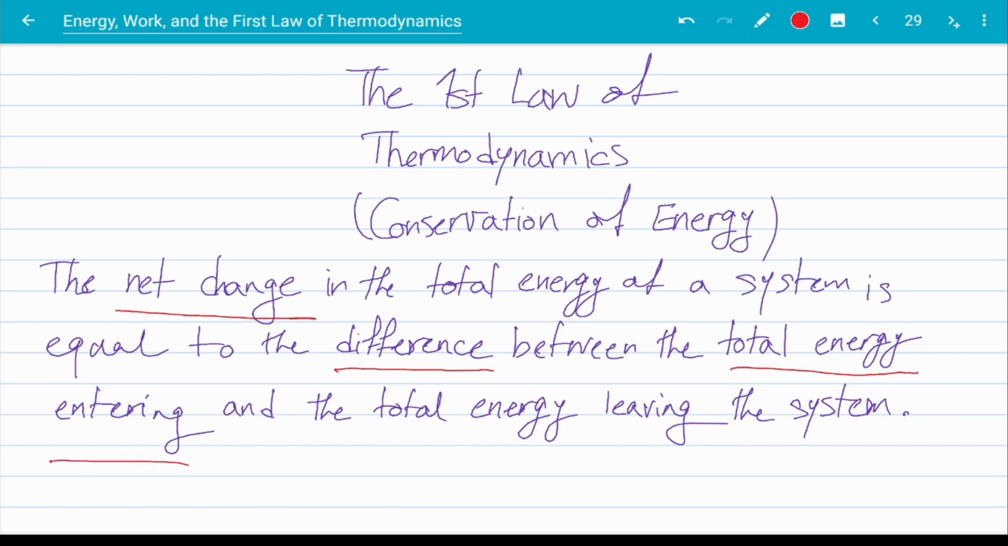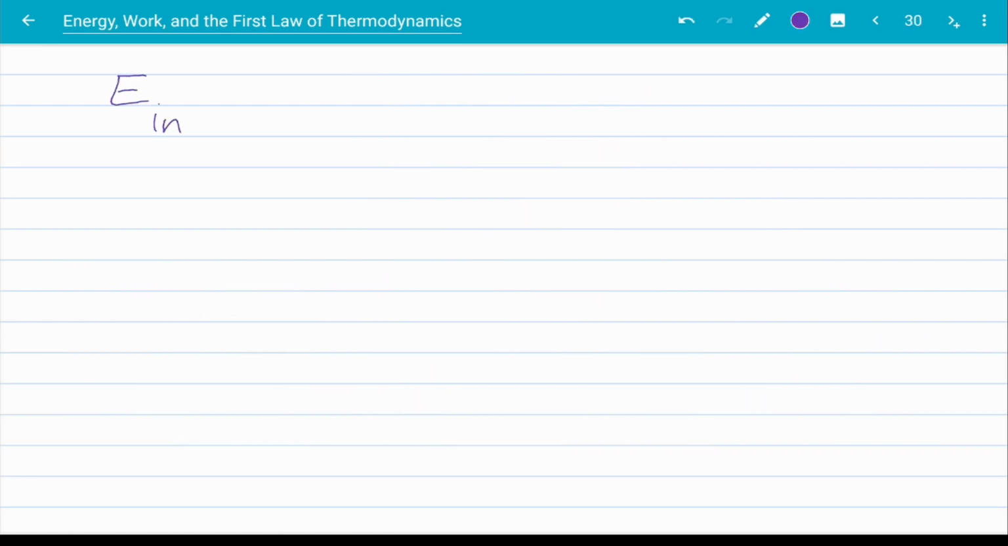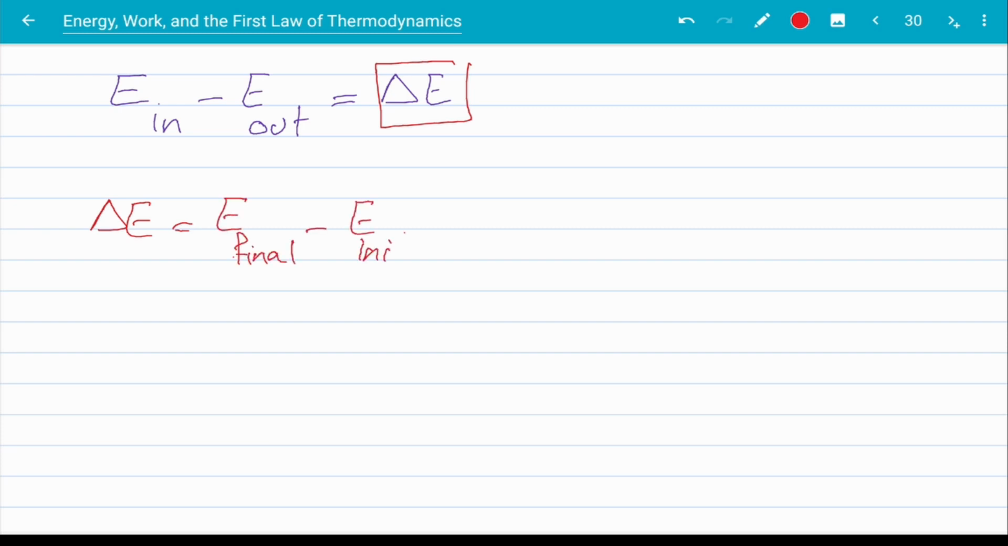Now, there are a few keywords here that need some attention. So let's formulate the statement with an equation so we can discuss these keywords. Total energy in minus total energy out is the change of total energy of the system. Let's first focus on the net change of total energy. Delta E is the total energy of a system at final state, we show it with E2, minus the total energy of the system at initial state, we show it with E1.